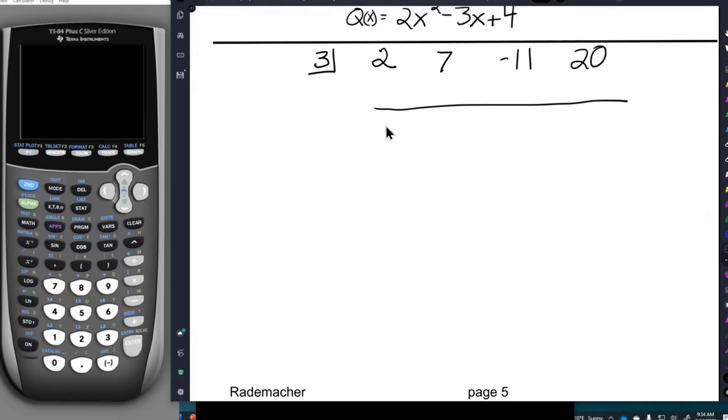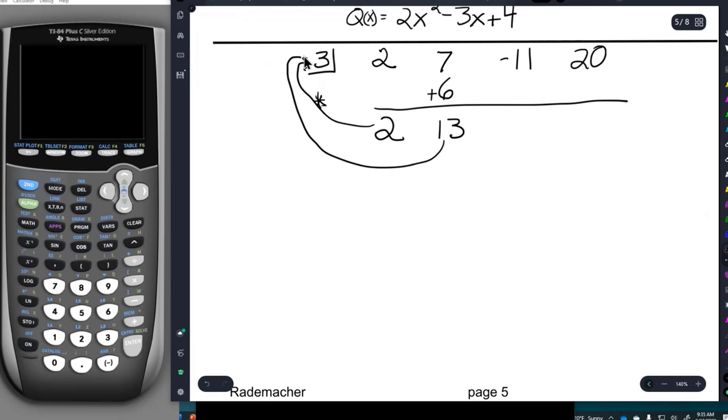Now 2 comes directly down. And you multiply 2 times the number in the box. I'm going to call it a box. 2 times 3 is 6. Put it under the 7, the next number. I add vertically, I'll get a 13. I take 13 and I multiply by 3. Three times 13 is 39. Negative 11 plus 39 is 28.